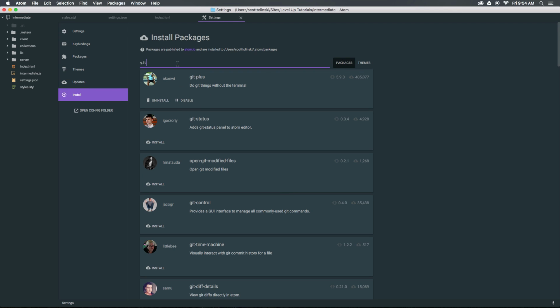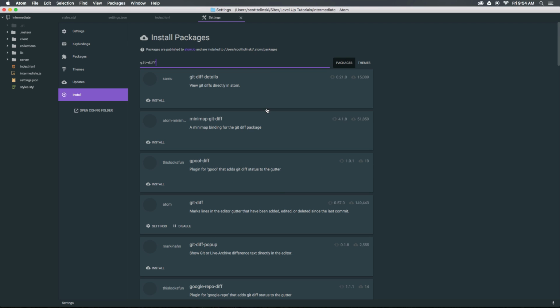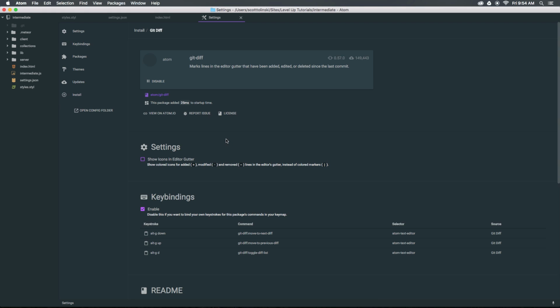And we're just going to look at git-diff, like so. And we're now looking for git diff details. We want this one with 149,000 installs called git diff. After installing git diff, you can see that it basically just marks the lines of the editor where things have changed. We have some key bindings where you can move to the next diff, previous diff, that sort of stuff. I don't really use as much. It's more of a visual indicator for me.